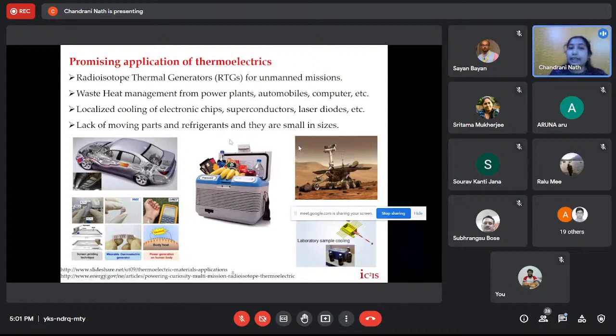Since these lack moving parts and refrigerants, they are very compact in size and can be used for small sample cooling as well. There is also a prototype device that can be used as wearable devices, which uses the body heat to power that device. This has been developed by a Korean group.